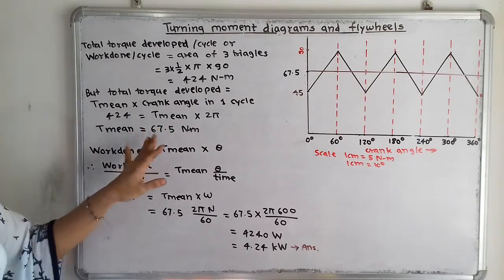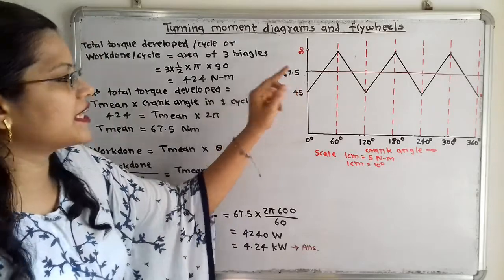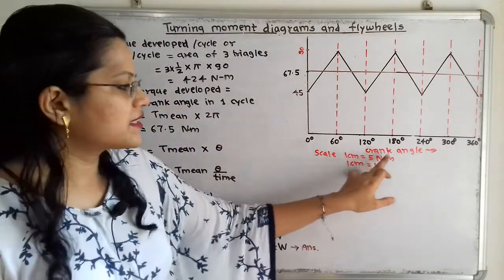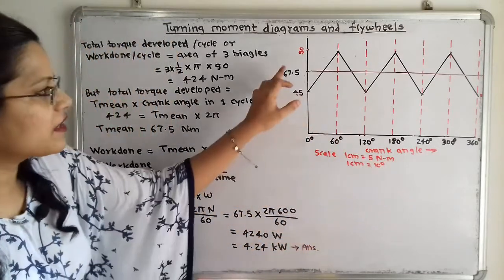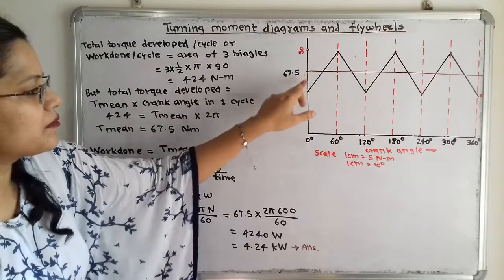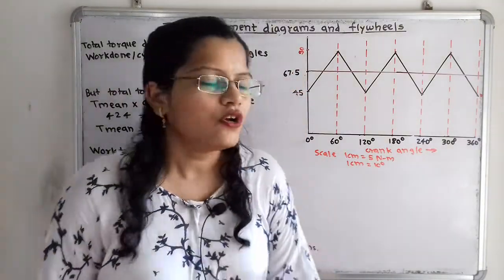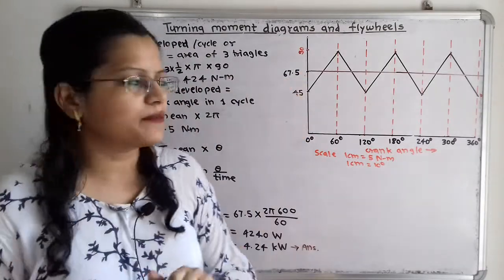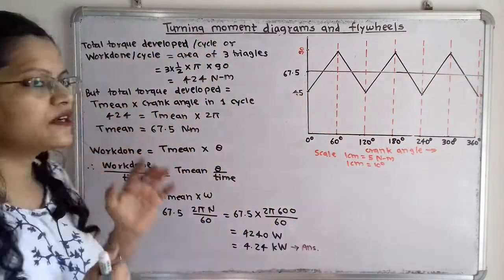So if we observe, according to this scale, we have to plot here 67.5 Newton meter. So if we convert this scale, that is 1 centimeter is equal to 5 Newton meter, then for 67.5 Newton meter we have to take 13.5 centimeter. So we will mark here one point at a distance of 13.5 centimeter and we will draw one horizontal line which is showing the mean torque.